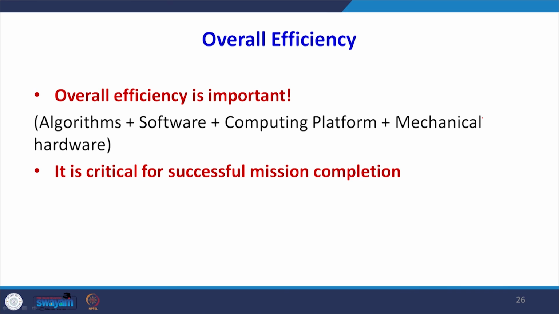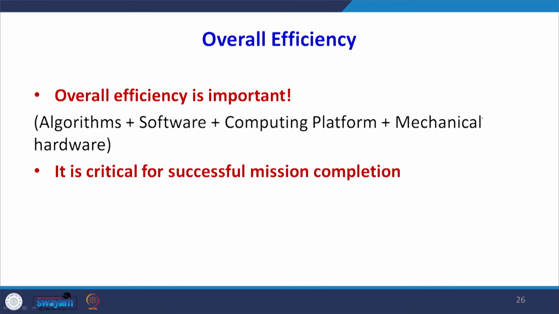So, the overall efficiency of the system is important to us, and we determine the overall efficiency of this drone system on the basis of the algorithm which is used, which we have not discussed here. We have discussed the various components, the software system, the computing platform, plus the mechanical hardware. There are several components together, not just the hardware but also the software and processing systems, which are important to get the overall efficiency from these devices.